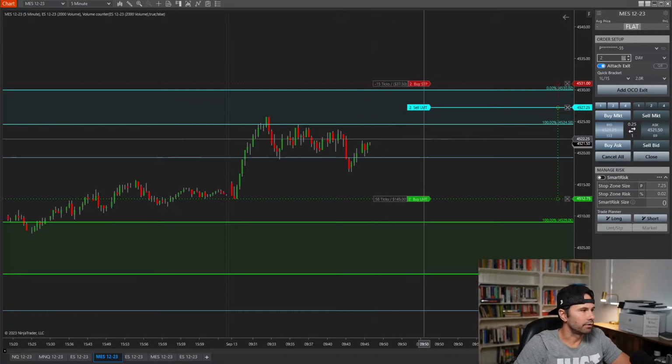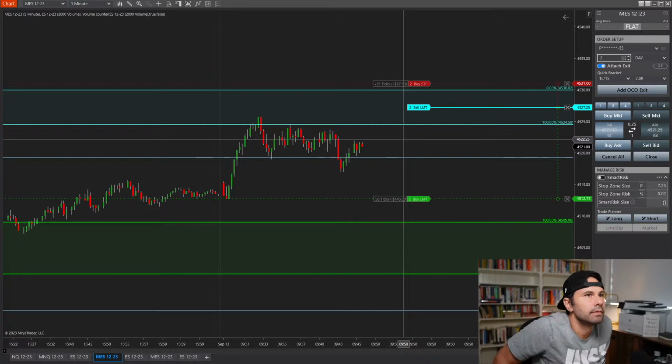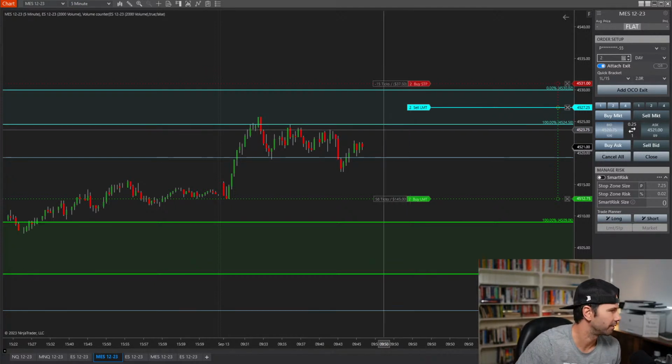Yeah, the dollar is at supply. Let's see what it does there. It's a very short-term supply, so I don't think it's a 5-minute supply right after CPI.